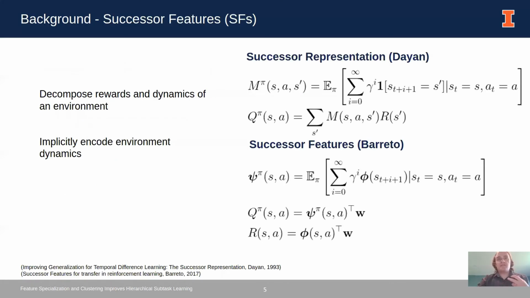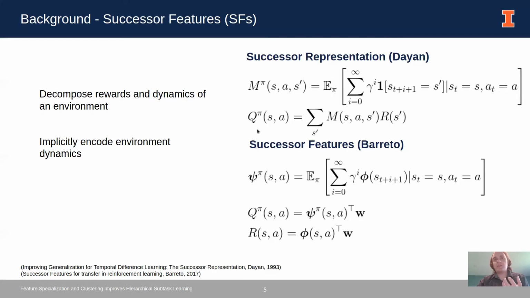So our work is based off of the decomposition-based methods, and we use successor features to model the environment. Successor features is a method to separate the rewards and dynamics of an environment, and we can encode the dynamics in a variety of different ways. The original implementation is based off of successor representation, where we encode the dynamics in this M variable. And this effectively models, given my current state and action, what states do I expect to see in the future? And we can independently assign rewards to each of those states.